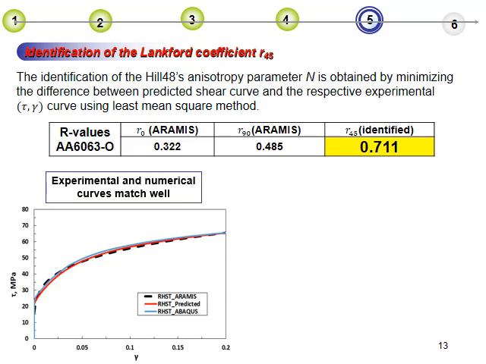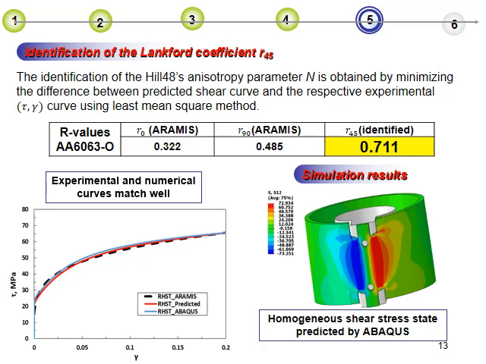This figure shows a good match between the experimental, the analytical, and the numerical shear curves. In addition, the numerical results of the ring hoop shear test show a homogeneous stress state in the double shear area of the specimen.